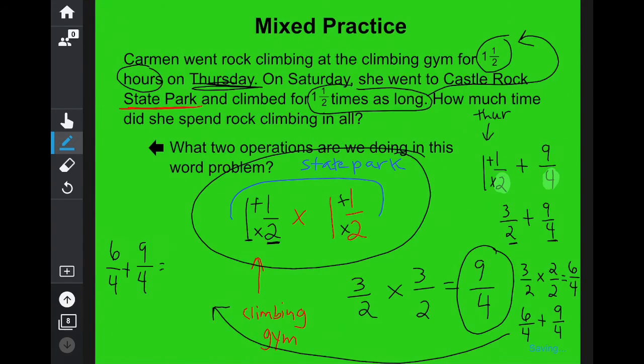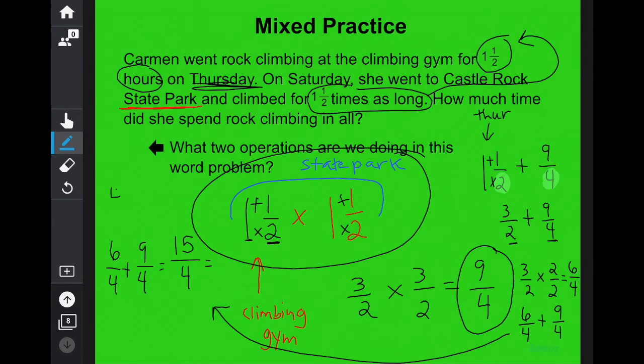First, I have to add my numerators. So 6 plus 9, that gives me 15. And then I keep my same denominator, which is 4. I can't simplify this, but I can change it back into a mixed number.